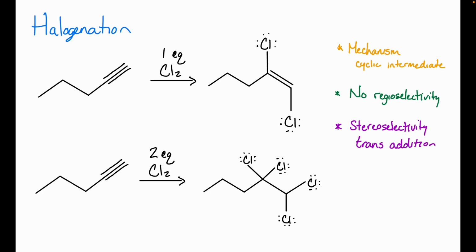All right, so again, if we're going to color either side of our triple bond here, the carbons on either side of our triple bond. Again, we're adding the same thing to both of them. With only one equivalent, we get an alkene product, and we only get one because we're going to specifically have the trans addition product. If we have two equivalents of chlorine, we're just going to get two chlorines added to those carbons.